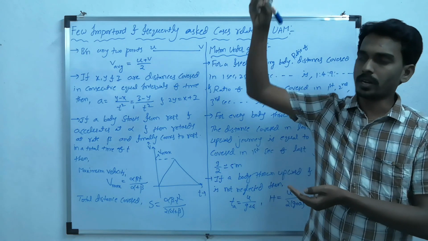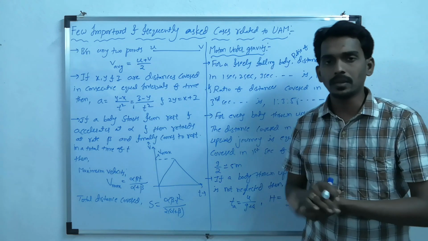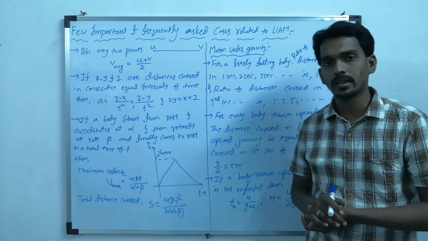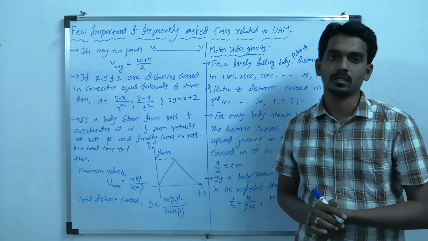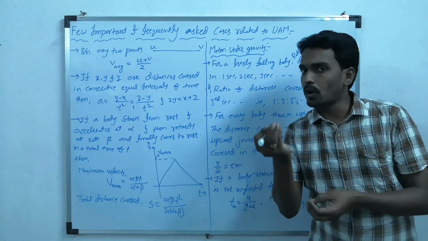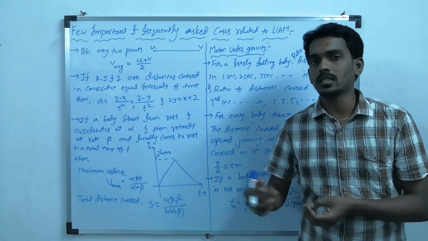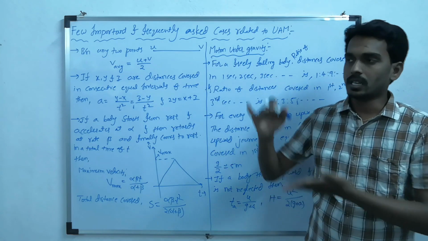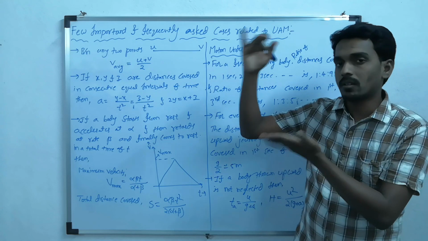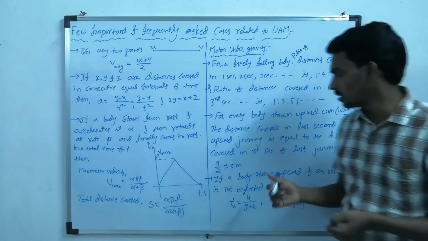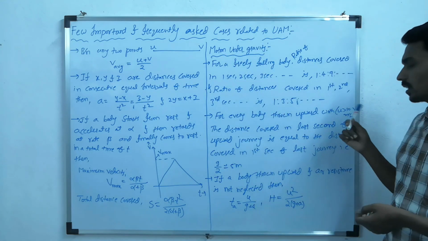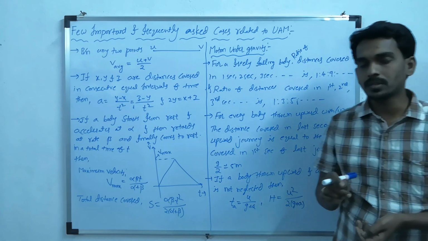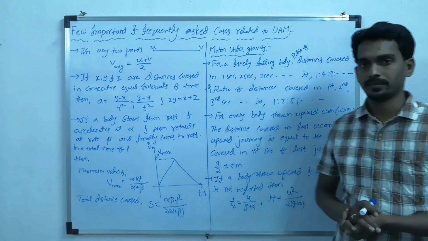When you drop a body from a certain height, in 1 second it will cover how much distance? Half g t square. G value is approximately how much? 10. 10 by 2 into 1 square, how much? 5 meters. That's why if you throw a body with some velocity such that the height is greater than 5 meters, then the last second of the upward journey always covers 5 meters. That's why I am mentioning the condition u is greater than 10 meter per second, under the assumption that g is approximately 10.